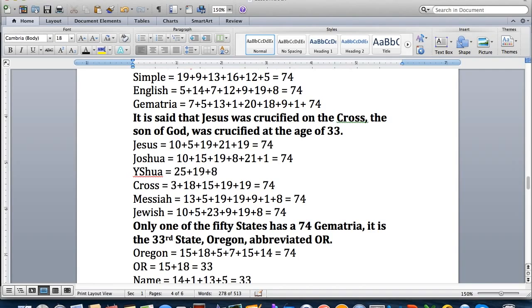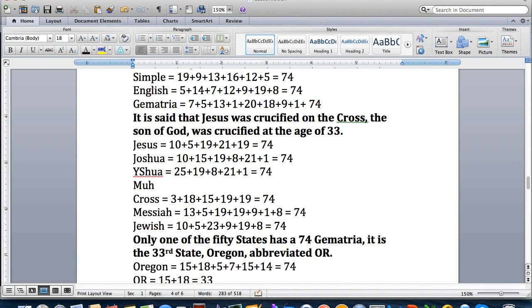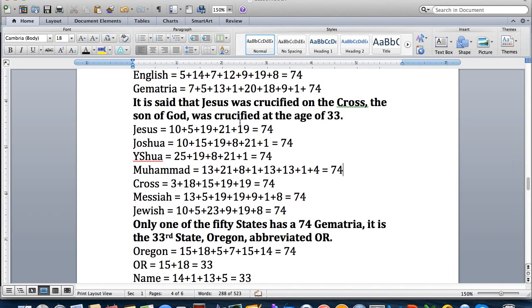There's this spelling of Jesus. 74. Jesus is said to have been Jewish. Jewish is 74. In the Quran, it's book 47 that speaks of Muhammad. Muhammad is 74. Within our own nation's geography, only one of the 50 states sums to 74. Only one of 50. That's 2%.